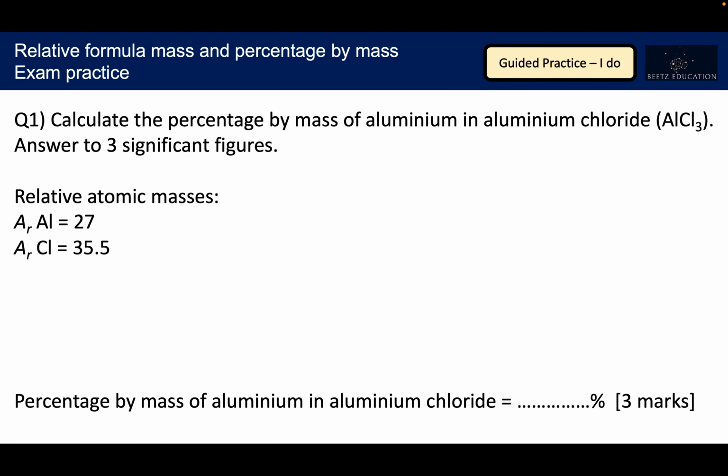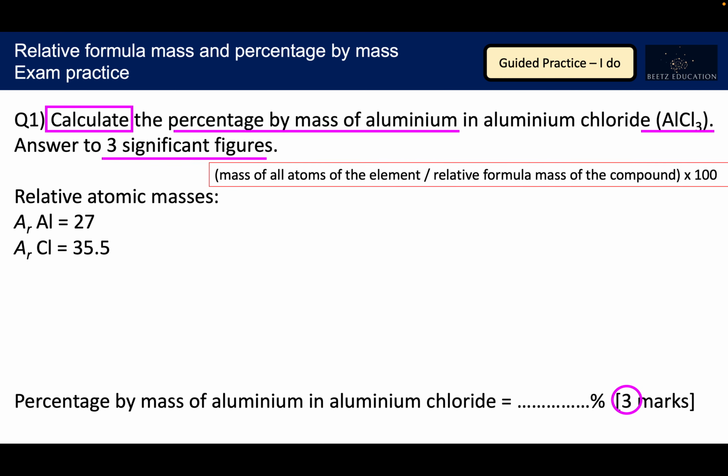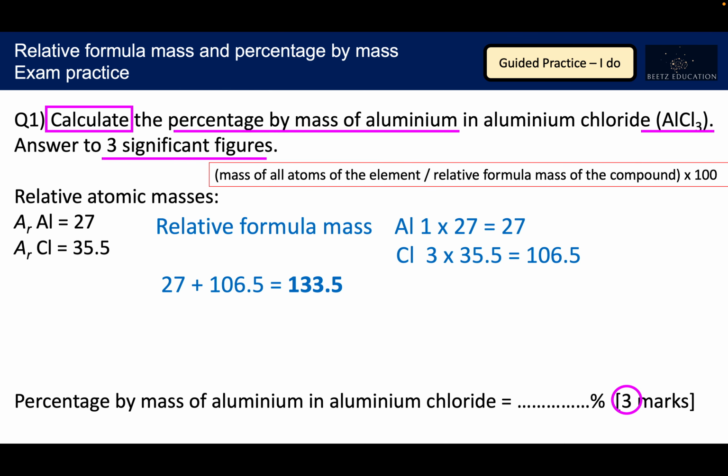Exam context then, I will do this one. So I've been asked to calculate the percentage by mass of aluminium in aluminium chloride, and I need to give my answer to 3 significant figures. I've written out the equation for now that I'm going to apply to this. This was from the previous slide. And the first step again is to calculate the relative formula mass of aluminium chloride. We've seen how to do that earlier on.